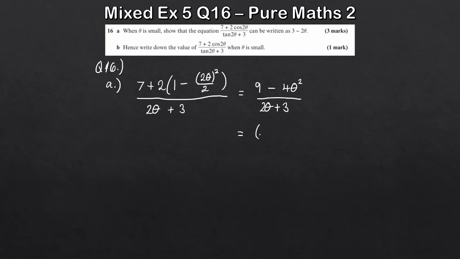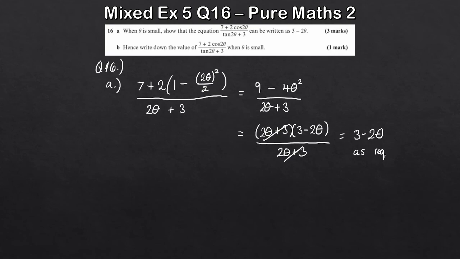So if we do that, 2 theta plus 3, 3 minus 2 theta. Because like you can see, what we want to end up with is 3 minus 2 theta. We've got this 2 theta plus 3 in the denominator, so we've got to have both of these in the numerator. One to cancel, and one what we end up with. And then in the denominator, we've just got what we want to cancel. So 2 theta plus 3. That will cancel with that. So we just get 3 minus 2 theta as required. Okay, so pretty standard there.